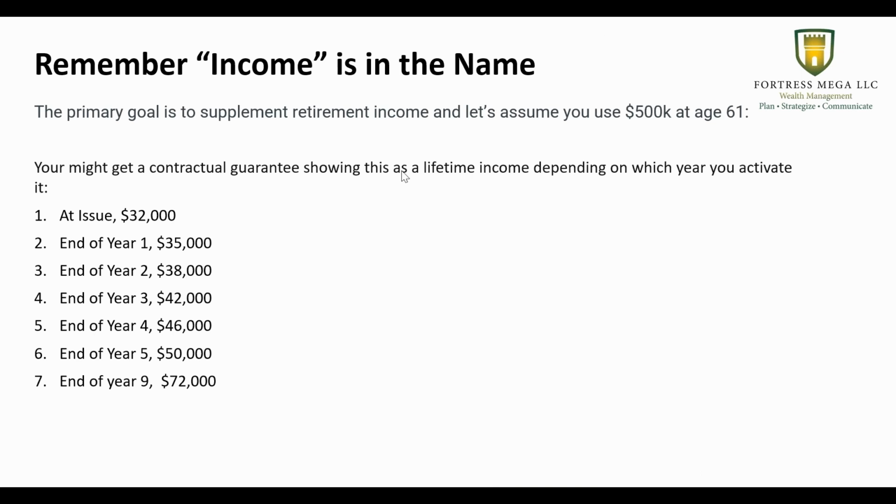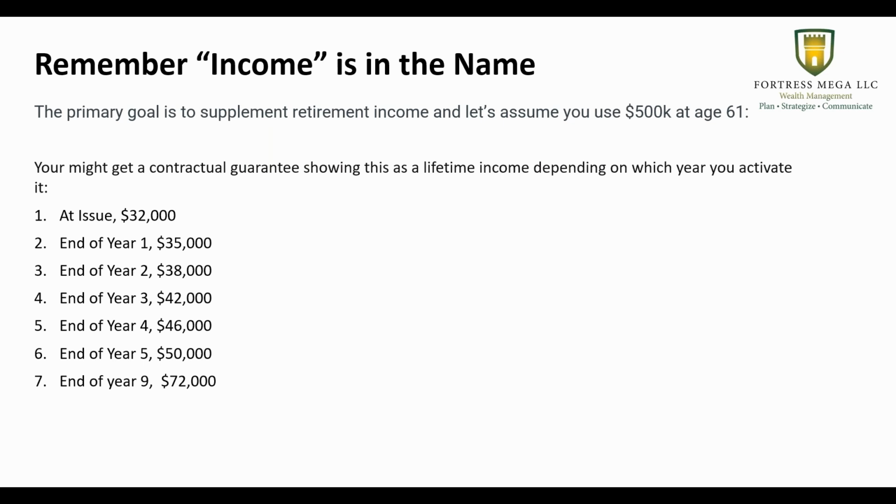So let's say that I'm looking at buying an annuity with an income rider, where I'm going to put $500,000 into a contract. And then you might get a contractual guarantee saying you will get this amount of lifetime income for the rest of your life on the year you exercise it. So if you do it year 1, you get $35,000. You do it year 3, you get $42,000. You do it year 9, you get $72,000. You have to wait till this year to start it.